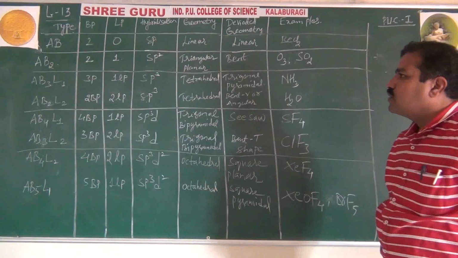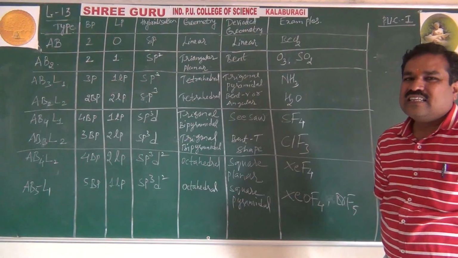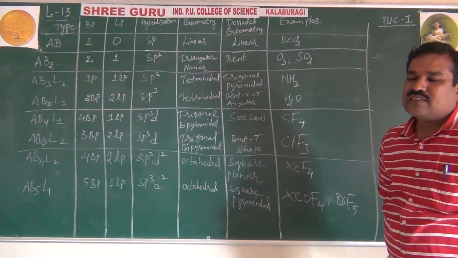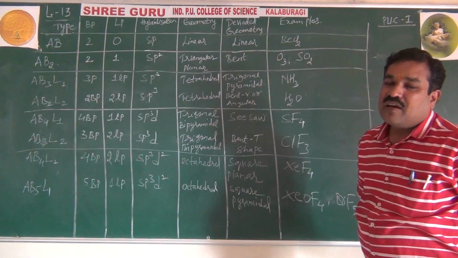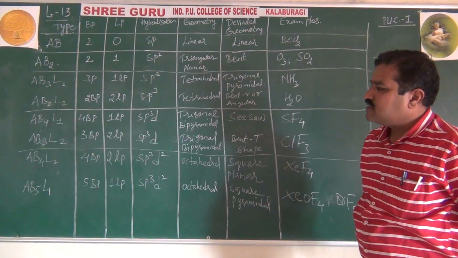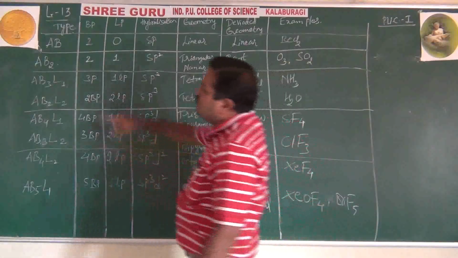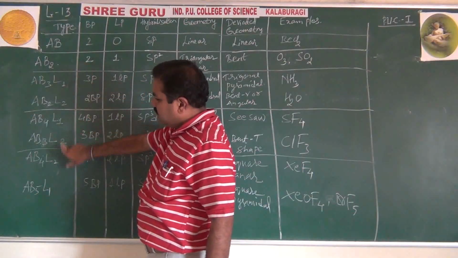Like this I told you last class. If it is 7 pairs, sp3d3, all bonding pairs, there is only one existing example, iodine heptafluoride, pentagonal bipyramidal. There is no known lone pair case. These are the deviated ones. Please try to remember: 2 pairs, 3 pairs, 4 pairs, 5 and 6.